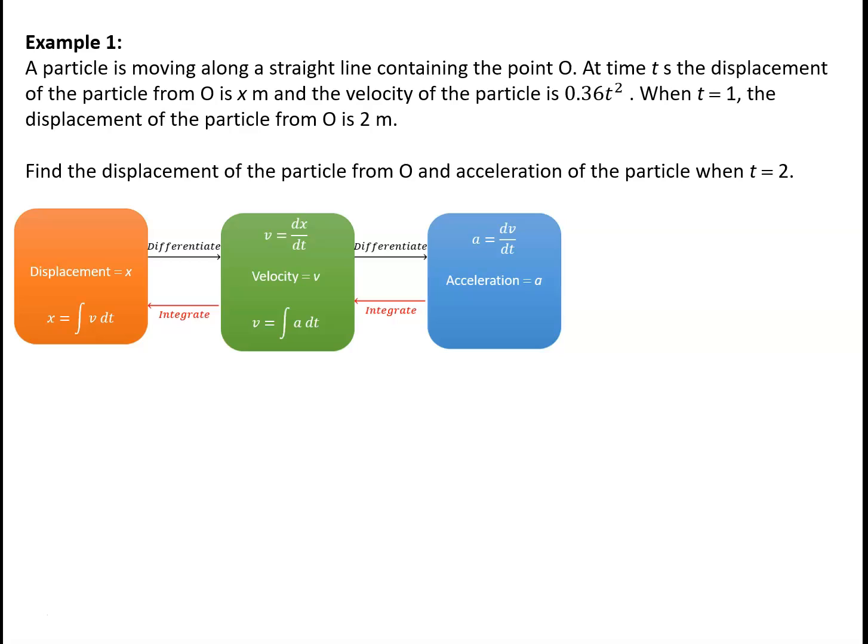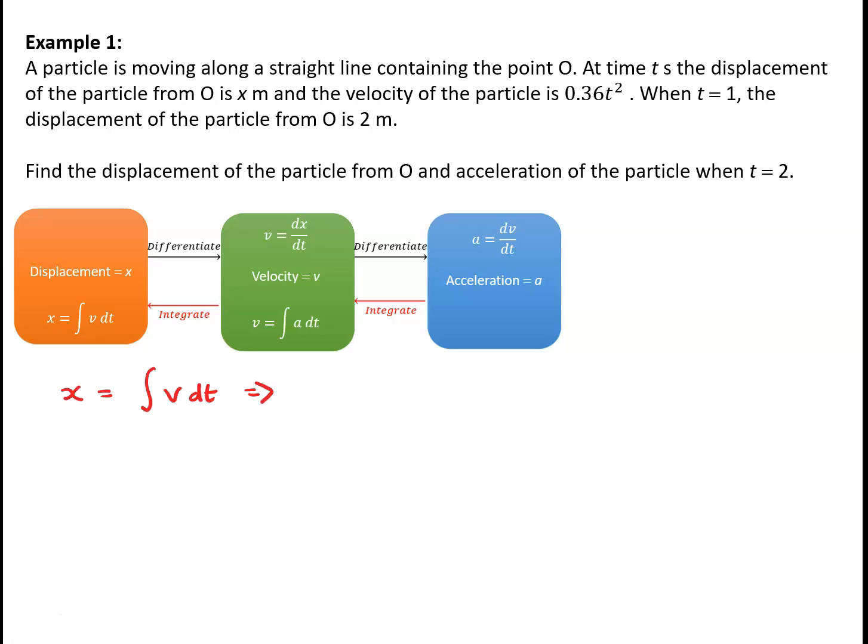For example 1, a particle is moving along a straight line containing the point O. At time t seconds, the displacement of the particle from O is x meters, and the velocity of the particle is 0.36 t squared. When t equals 1, the displacement of the particle from O is 2 meters. Find the displacement of the particle from O and the acceleration of the particle when t equals 2.